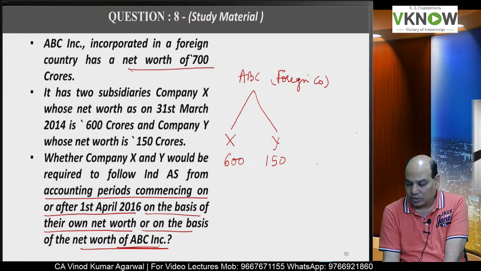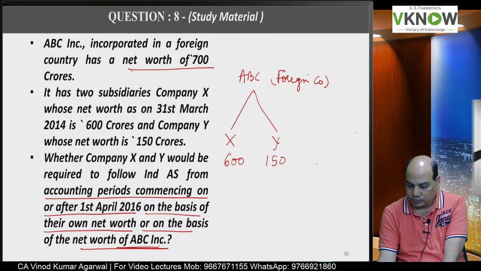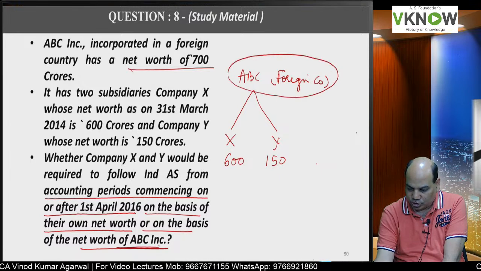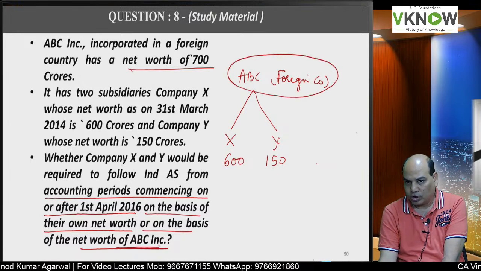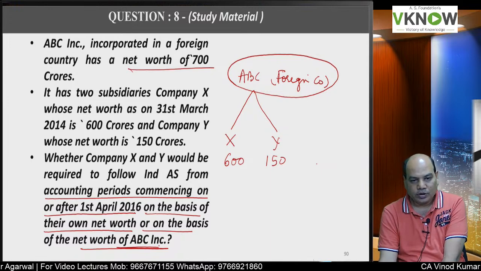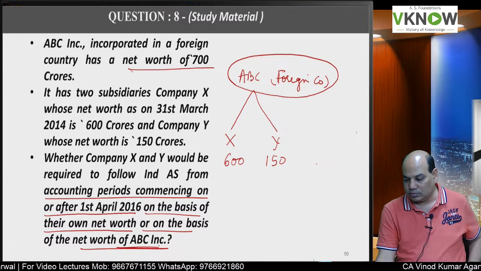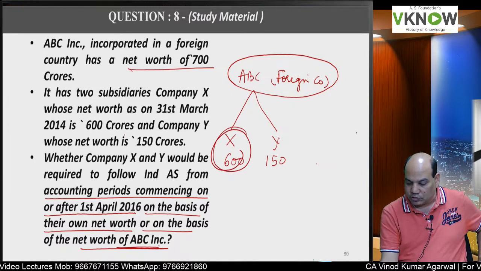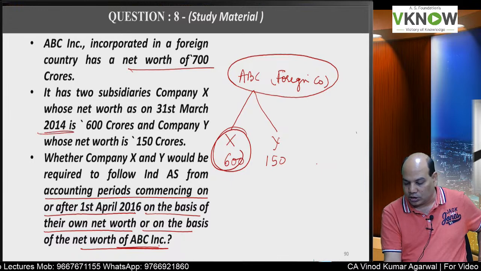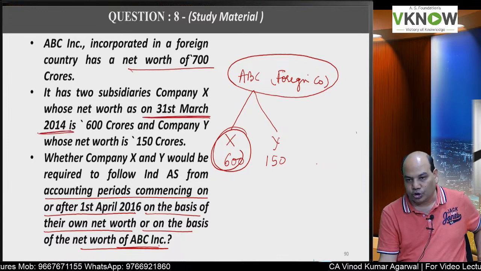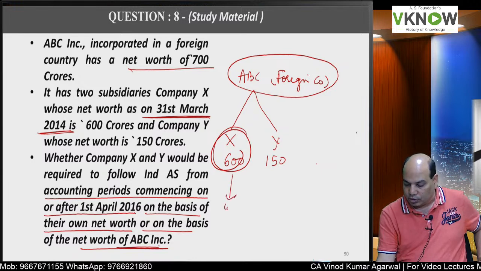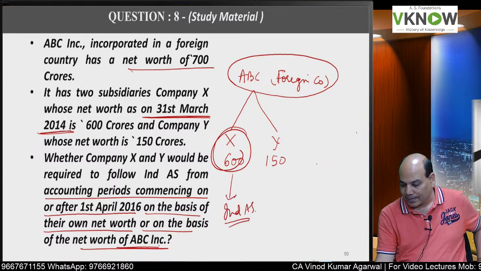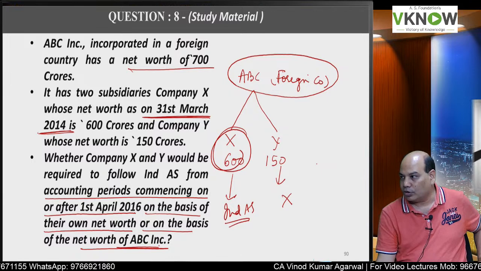The answer is very simple. You have to look at the standalone financial statement first of all, and secondly, Ind AS is not applicable to foreign companies which are incorporated in a foreign country. They do not fall under Ind AS. So only X Limited, whose net worth is more than 500 crore on 31st March 14, will follow Ind AS, and Y is not required to follow Ind AS.